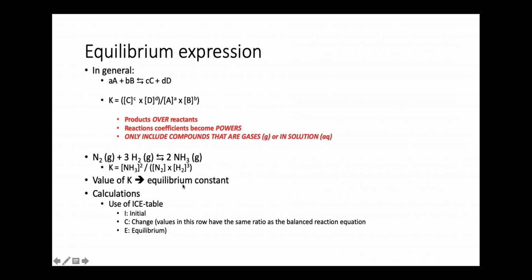We talked about the ICE table. Sometimes we have to use an ICE table. I stands for initial, C for change, and E for equilibrium, to find the concentrations of my compounds at the equilibrium stage. And important for the C row is that the values in the C row of my ICE table correspond to the mole ratio of my balanced reaction.